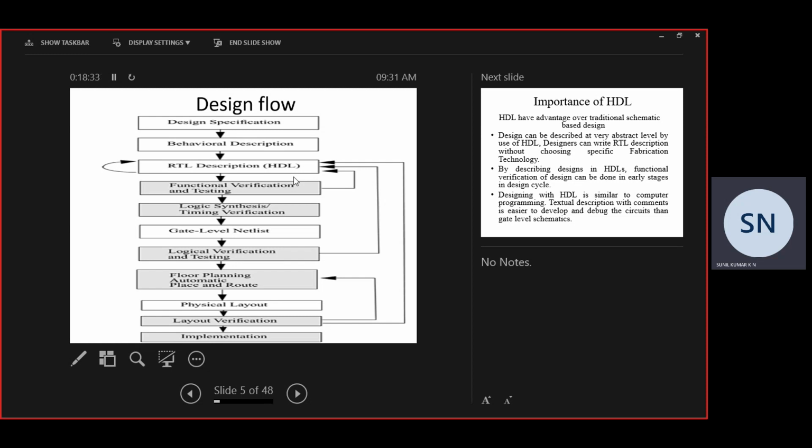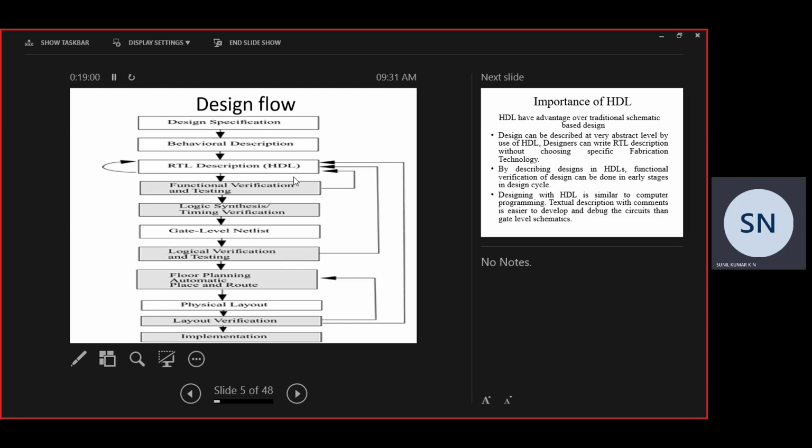So after writing module followed by the module name, define the parentheses with Y comma A comma B, then output as Y, input as A, B. These things have to be there. Next, within this you have to write the functionality of the hardware. The hardware's functionality we should write here.